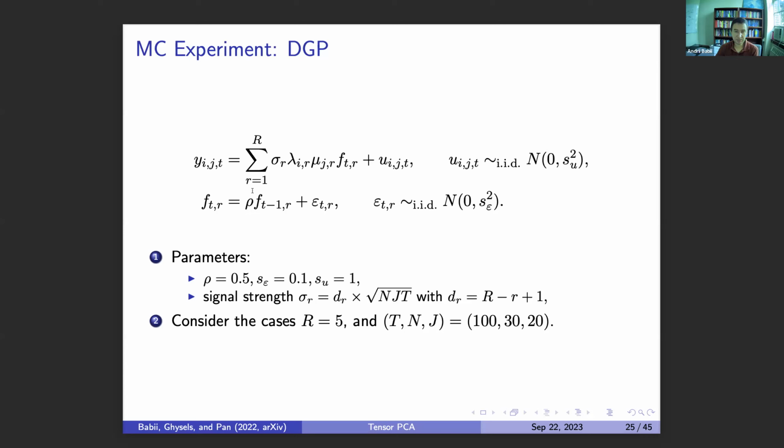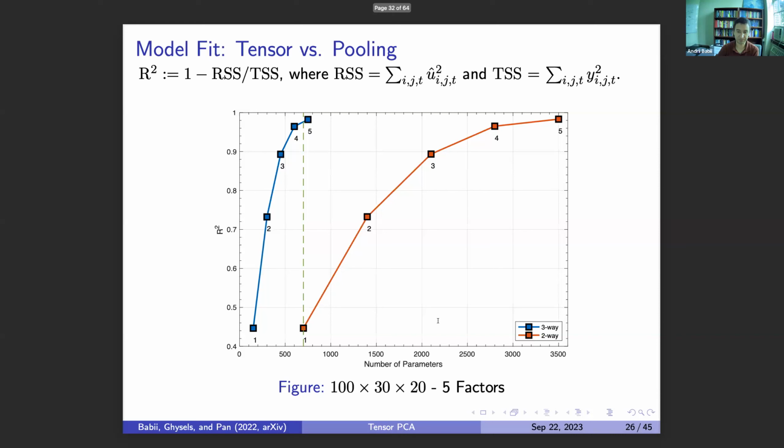So for the Monte Carlo experiments, we consider the following DGP. The factor is autoregressive with autoregressive parameter 0.5. We have a normal distribution for factor errors and for the tensor factor model. And we define the signal strengths as follows. This corresponds to the strong factor model assumption. We consider the case where we have 5 factors, and the tensor dimensions are 100 time series data points, 30 cross-sectional data points, and 20 data points corresponding to the third dimension.